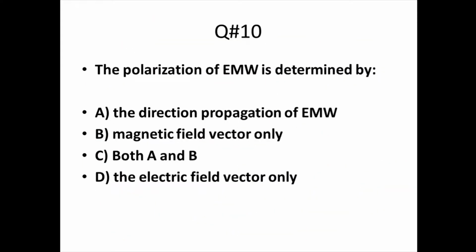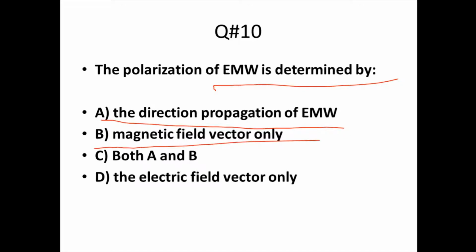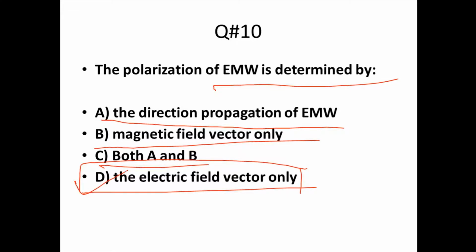Next question is the polarization of electromagnetic wave is determined by the direction of propagation of EMW, magnetic field vector only, both A and B, the electric field vector only. The right option is D. The electric field vector only is determined by the phenomena of polarization of electromagnetic waves. The rest of the options are wrong. The right option is D.